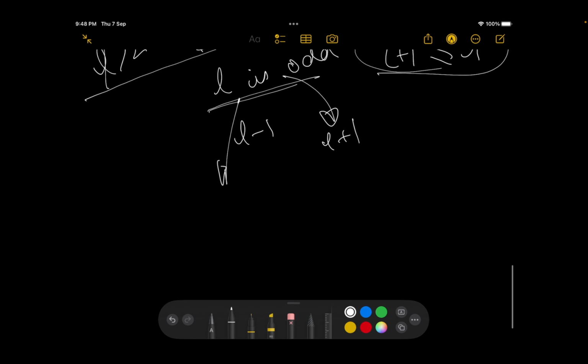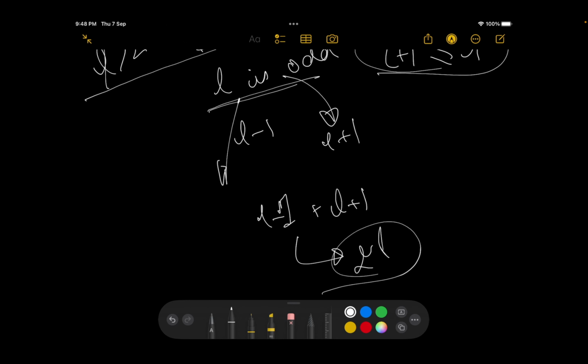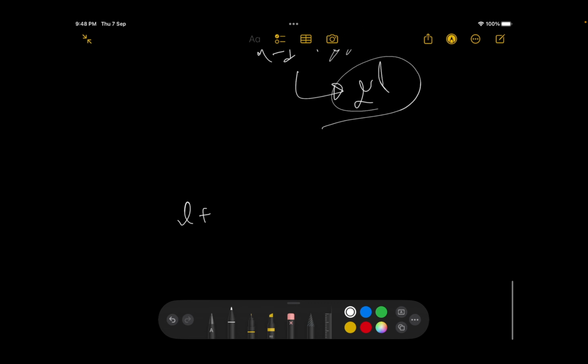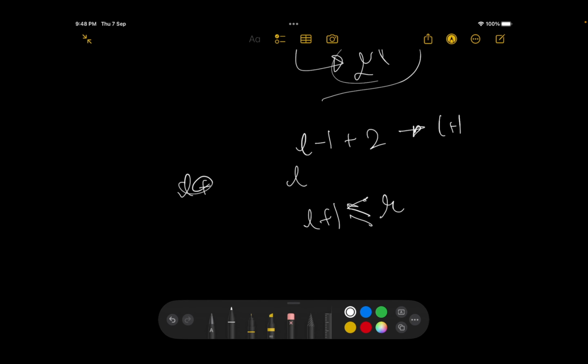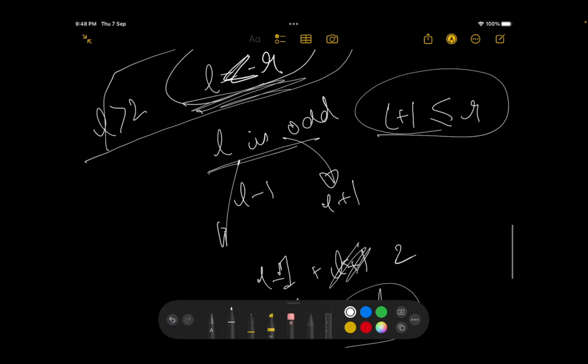But now the problem would be that L minus 1 plus L plus 1 would technically be 2L, which could go out of the range, so I can just replace this by 2. So L minus 1 plus 2 would actually be L plus 1, right? And since I said L plus 1 is less than or equal to R, as L is less than R, hence this would definitely satisfy, right?